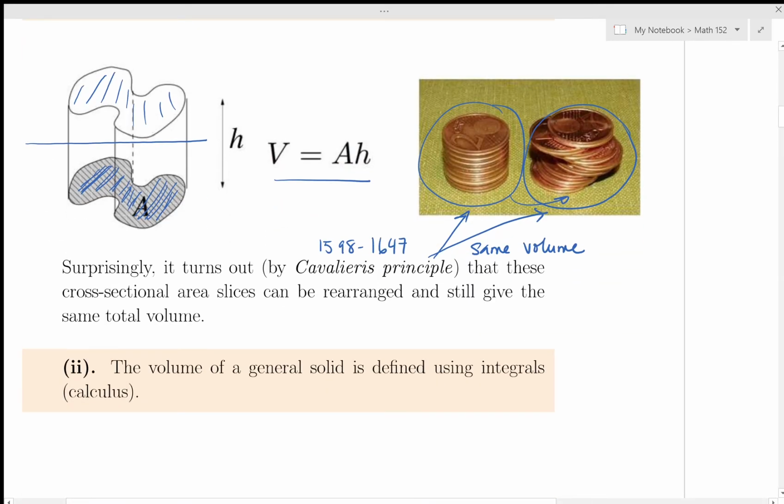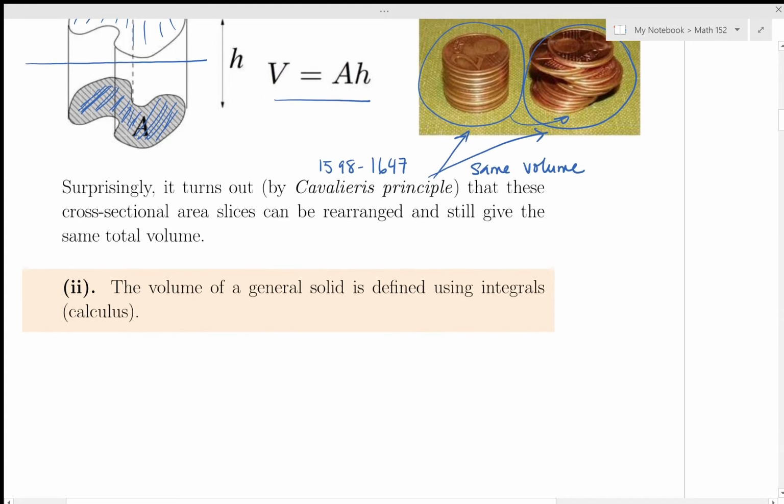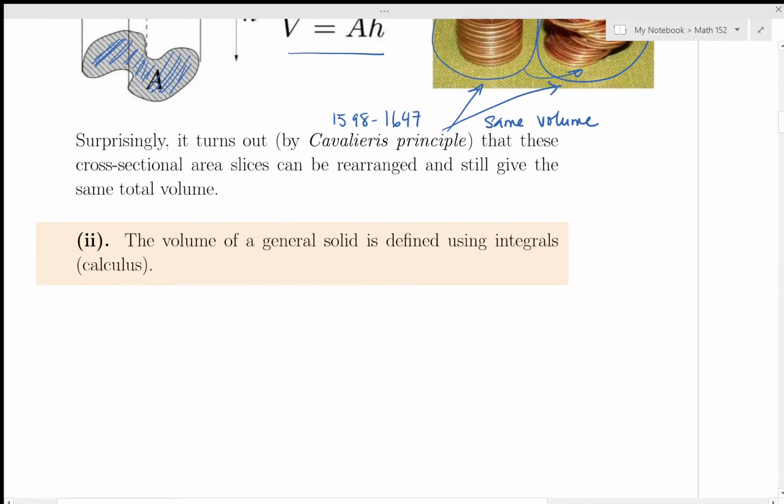In general, the volume of a solid is defined using integrals. Okay, so what are we going to do? We're going to use an approximation method, and then we're going to take a limit, just like we did when we were trying to find area. So for an arbitrary solid, we approximate the volume using cylinders, which we know how to find the volume of, and then we allow the number of cylinders to become infinite.